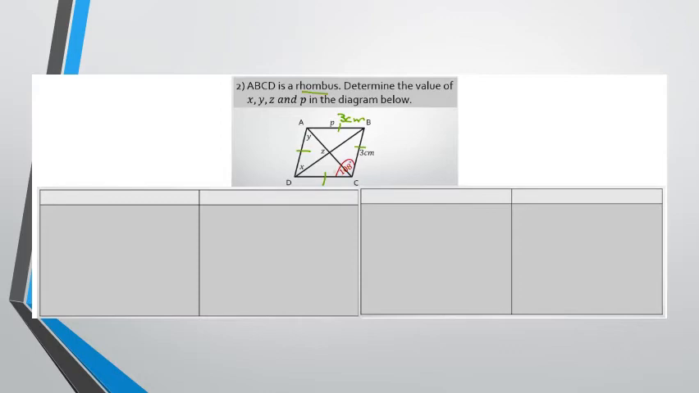So if that's 108, it means this part of the angle must be 54, and that part there must be 54 degrees. And then I also know that the opposite angles in a rhombus must be the same. So therefore, if that's bisected the same, this one also has to be 54 degrees. And there I have a second answer immediately.